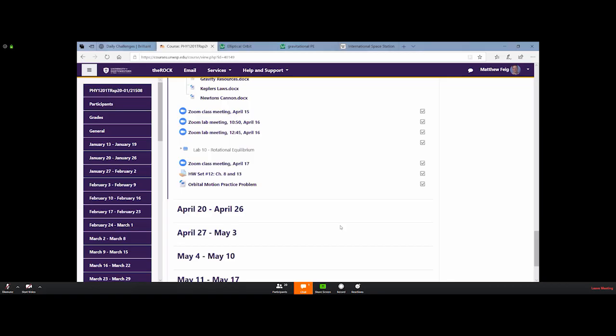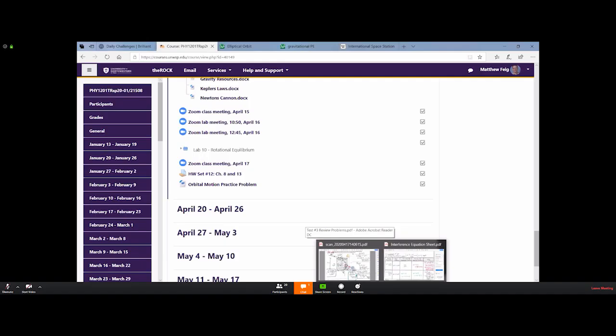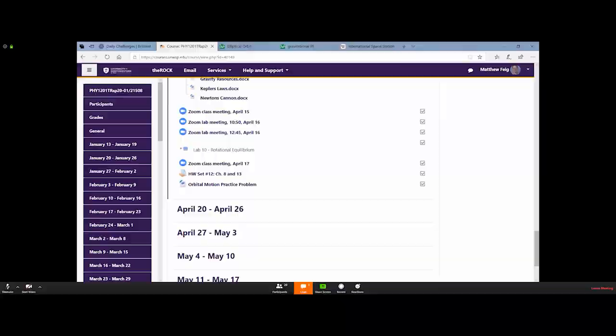Right here, orbital motion practice problem. And it looks a bit like... that's not it, that's the other class. Yeah, that's it. Orbital motion practice problem.